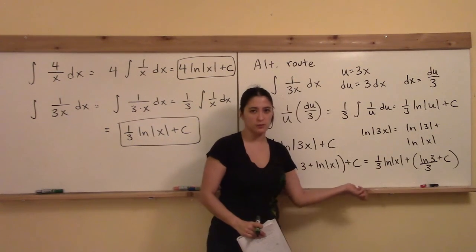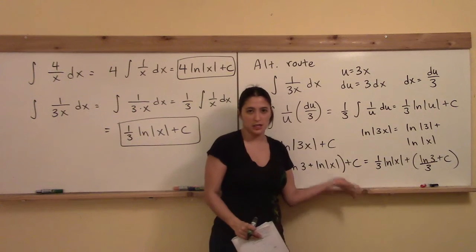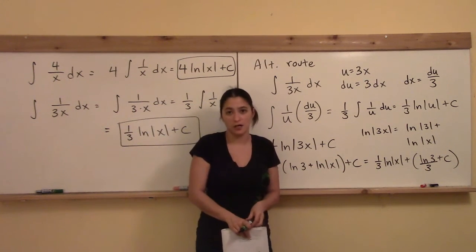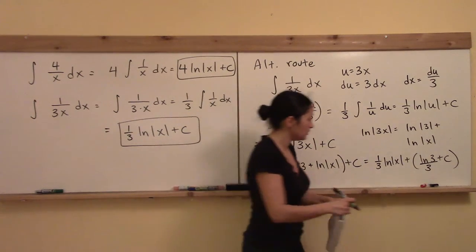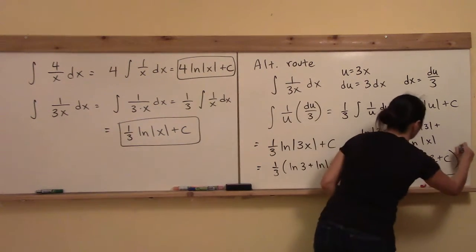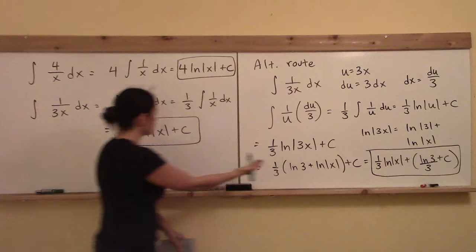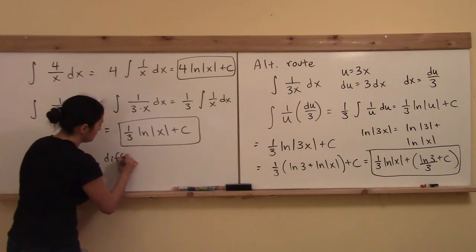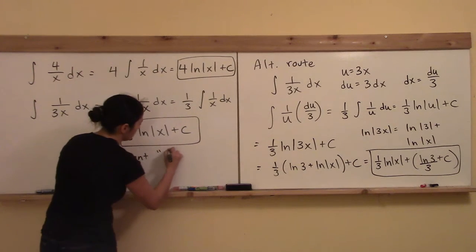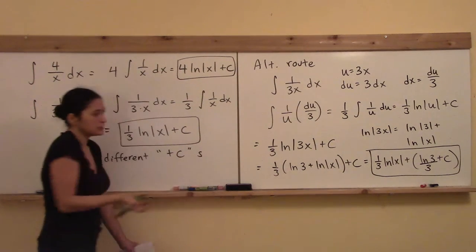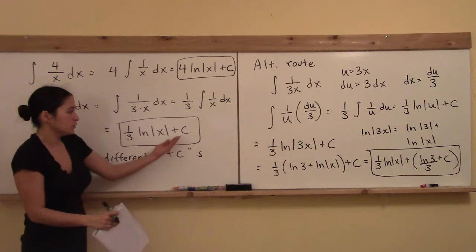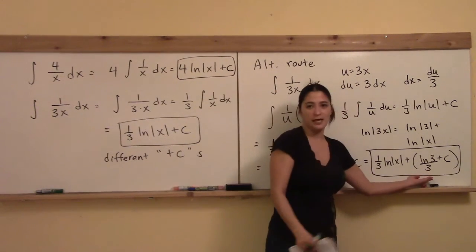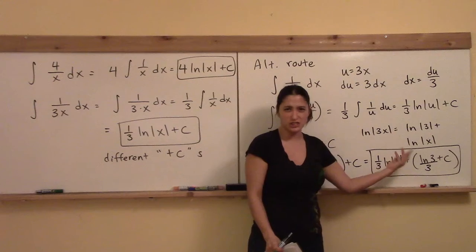Do you guys remember what the plus c means? It means plus c, where c is any real number. So it's plus a constant. So actually what I'm claiming is that this boxed answer right here is exactly equivalent to this boxed answer right here. They just have different values for their plus c's. They're just different plus c's. Like this one is called plus c. This one is called plus c plus ln of 3 over 3. But that's just a constant.